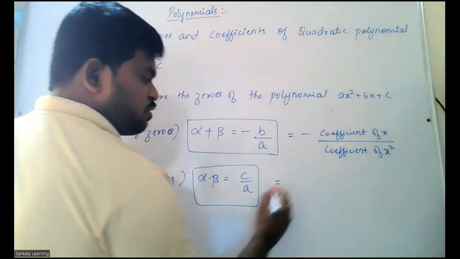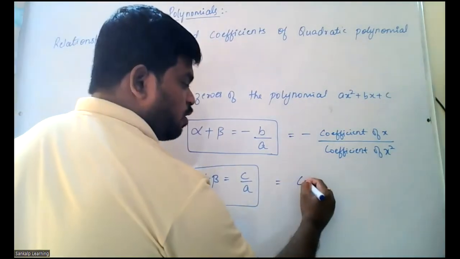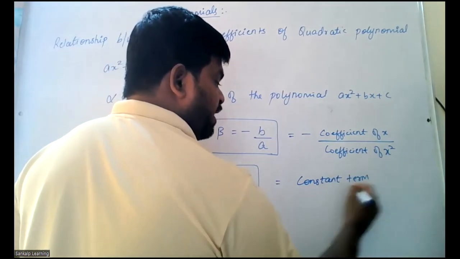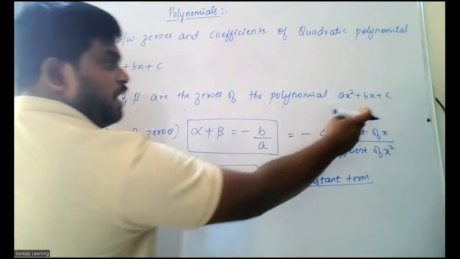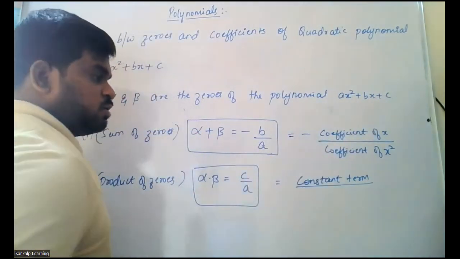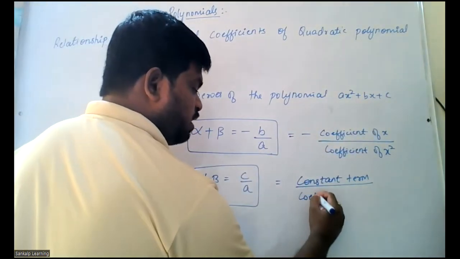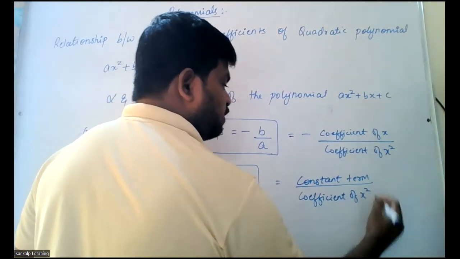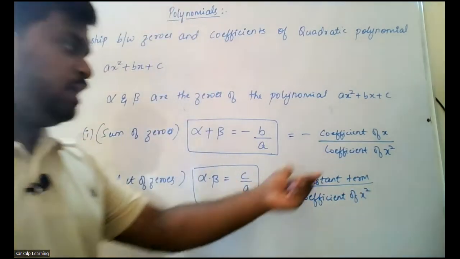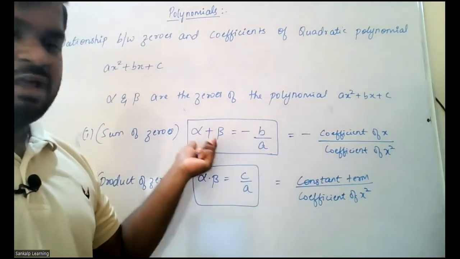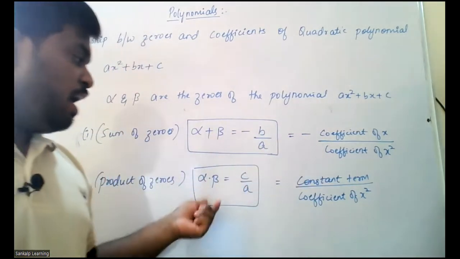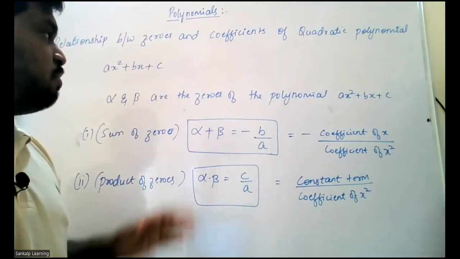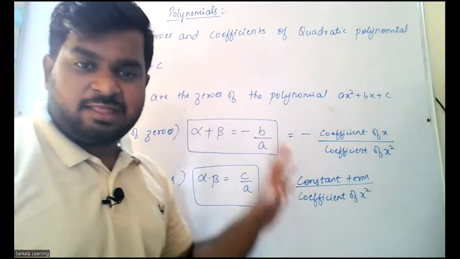And this you can also write as the constant term, that is the term without any variable in it. Has this got any variable with it? No. So the constant term divided by the coefficient of x squared. Usually we don't write these two things. We always write alpha plus beta is minus b by a, alpha into beta is c by a. Now these are the formulas, but let's understand how we got these formulas.